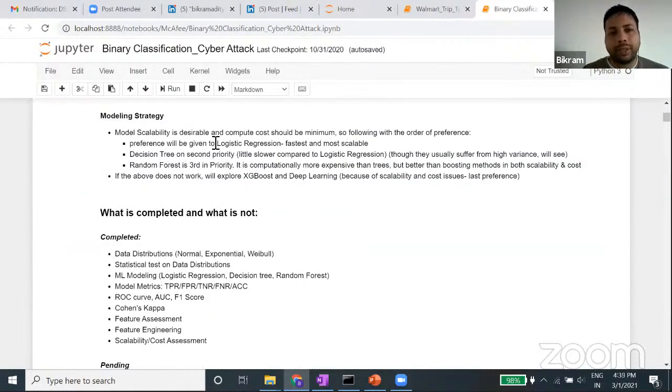Model scalability is desired because it's a cyber attack problem. So if the attack is happening, you should be able to detect it on the fly. If you are willing to detect it on the fly, then the choice of algorithms is very limited. If you see the internal working mechanisms of the tree-based methods and deep learning methods, even if it is a trained model, producing that prediction on the fly will take time, and it has to be within milliseconds, for example. Then XGBoost kind of methods or deep learning methods are not advisable because the latency is very high, including random forest.